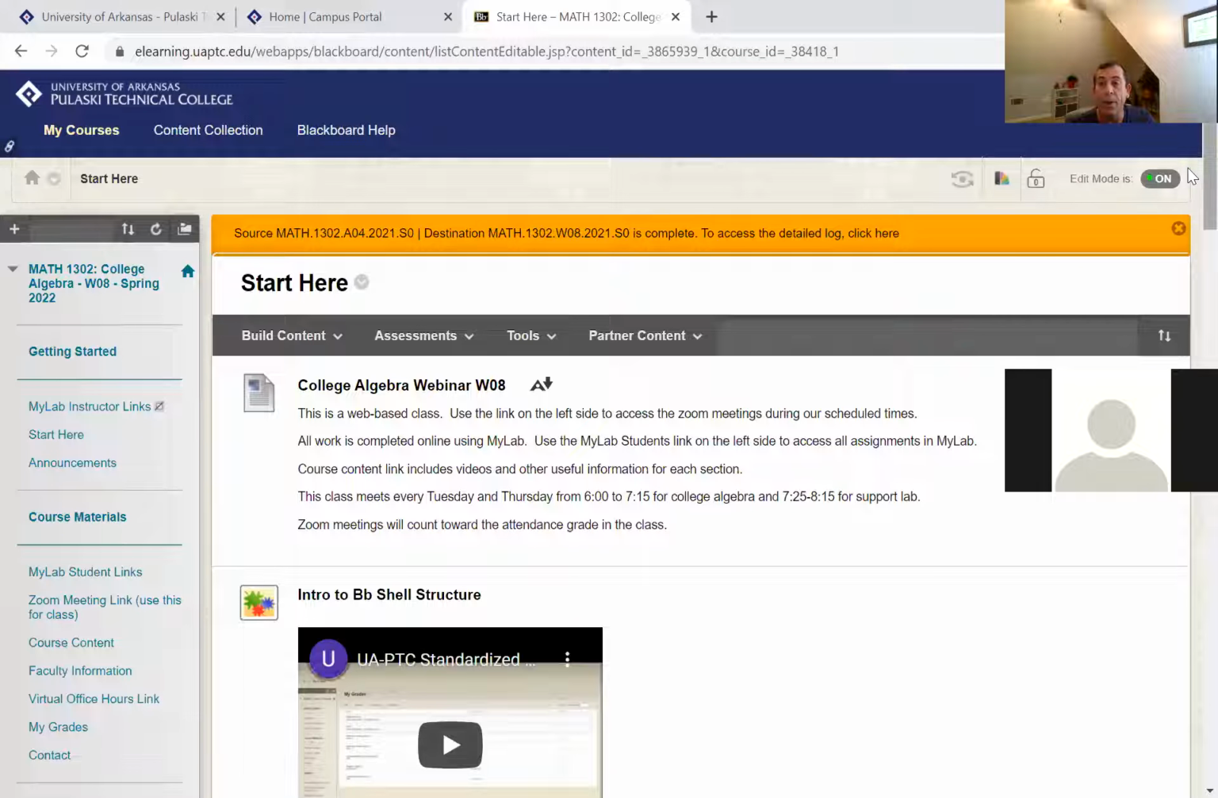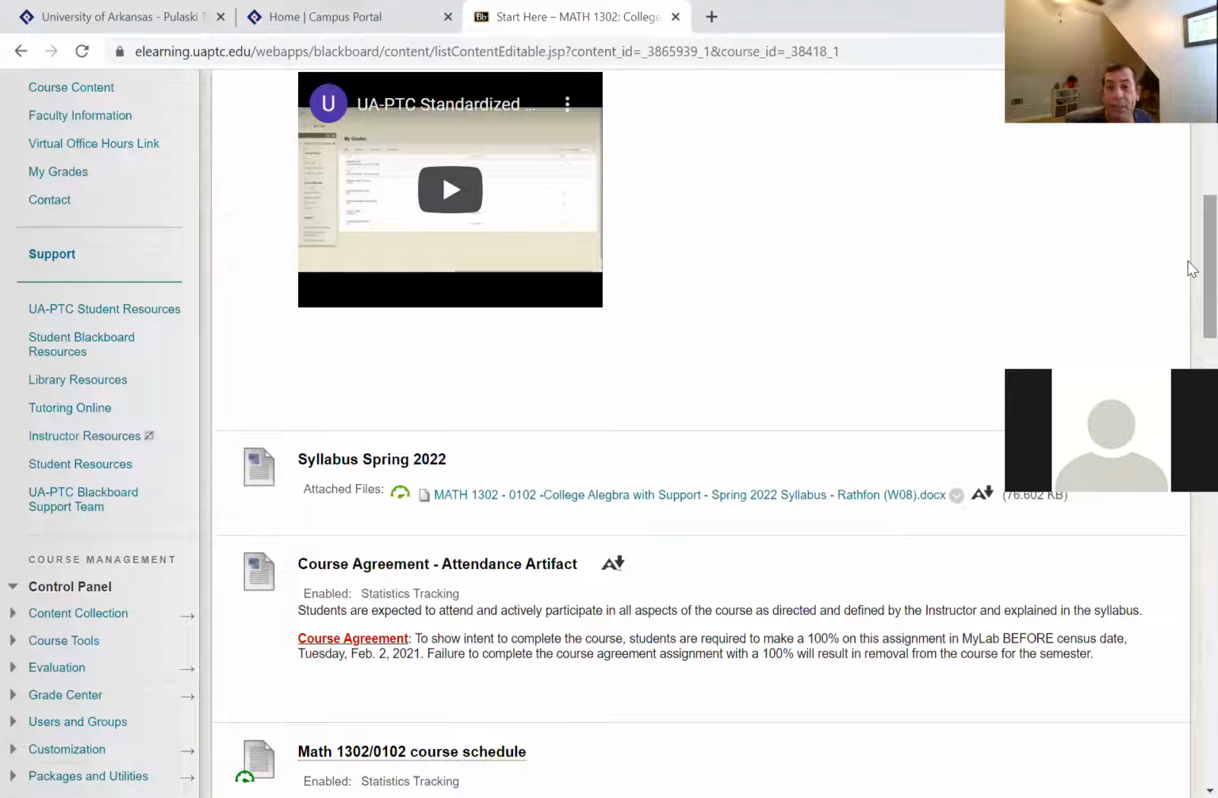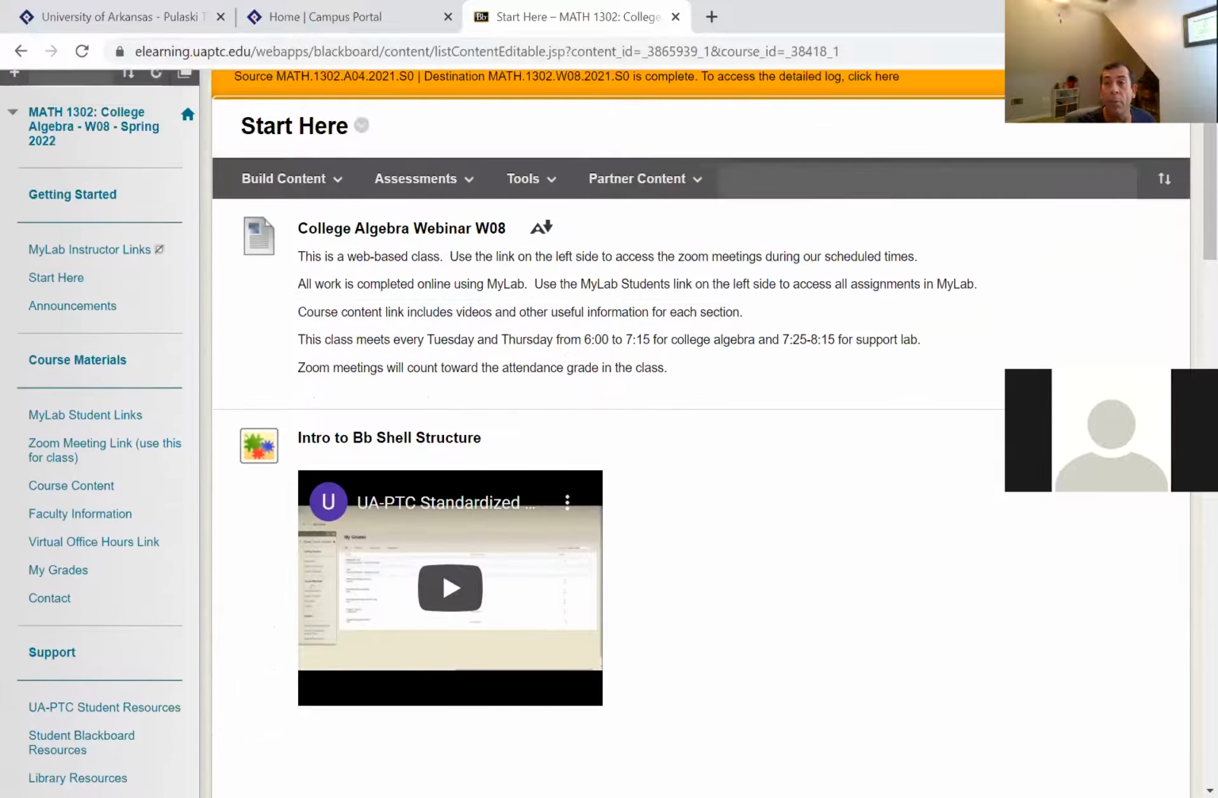So on the Start Here page, I'm going to go down a little bit. You'll find a syllabus. So you can print the syllabus. And then if you notice a little bit further down, I got the course schedule. But I got due dates in MathLab, so you don't have to worry about that course schedule. So I'm going to go back up here.